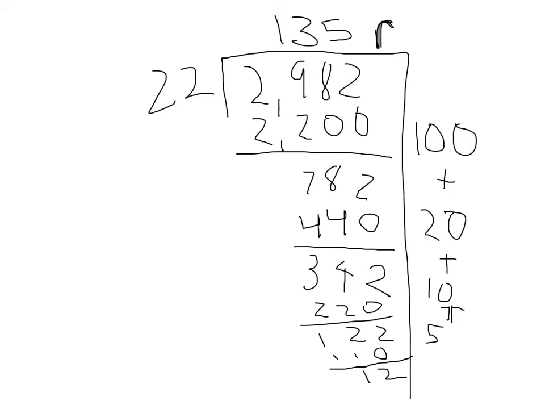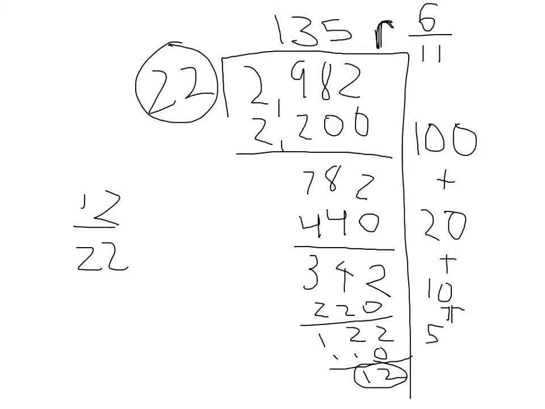But we're not going to write 12, we're going to write 6 elevenths. Why are we going to write 6 elevenths? It's because we're going to do 12 divided by 22, which is 6 elevenths. So, the number of people in each section of the stadium equally is 135 people. But there are 12 people left over, but luckily those 12 people got to sit on some benches.